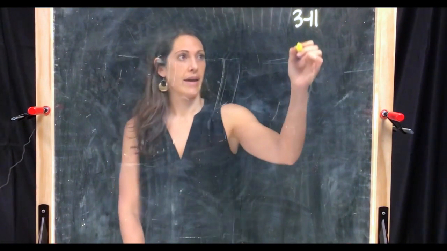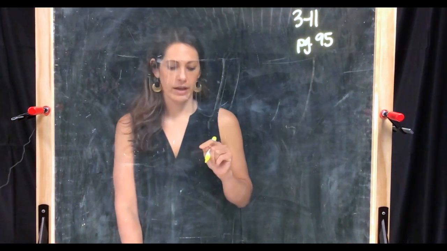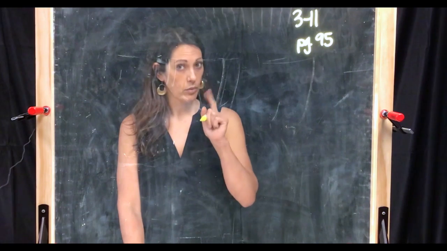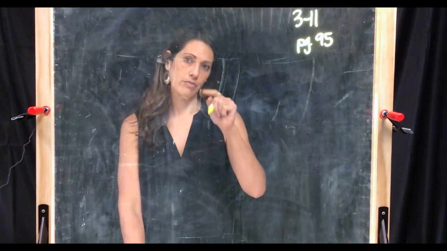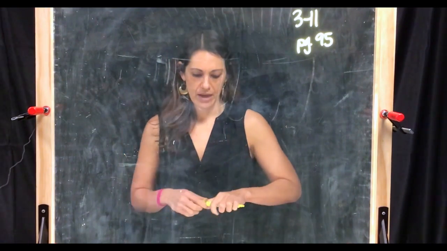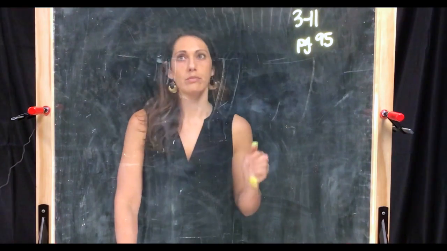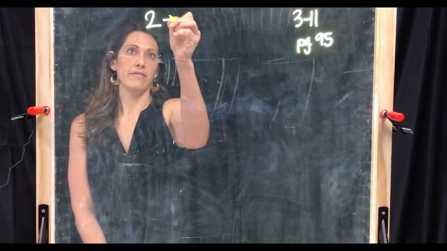I am on page 95 in your fact cheetah, and I would like you to turn to that page and look at number 1. I'm going to go through the first 3 problems, and then you're going to do problems on page 96, okay? Let's take a look at number 1. Number 1 says, consider the division problem 2 divided by 5.